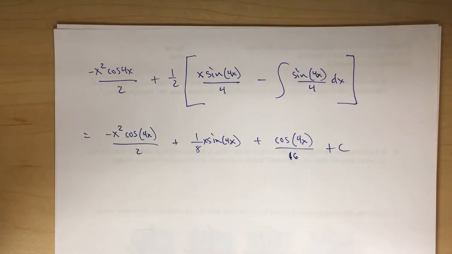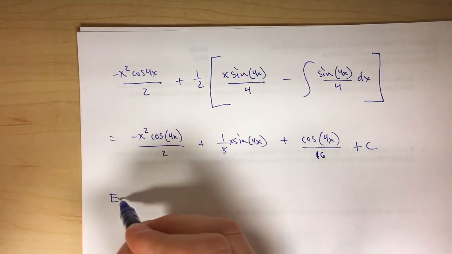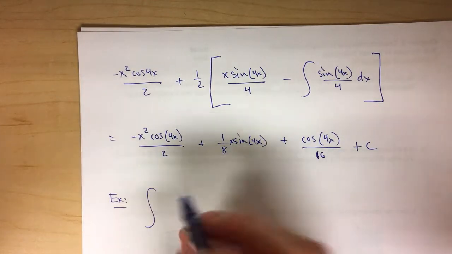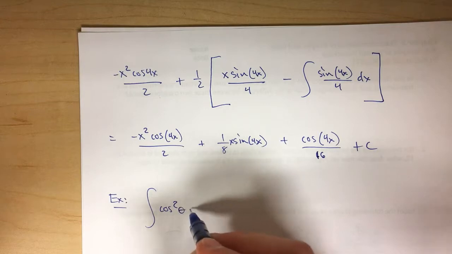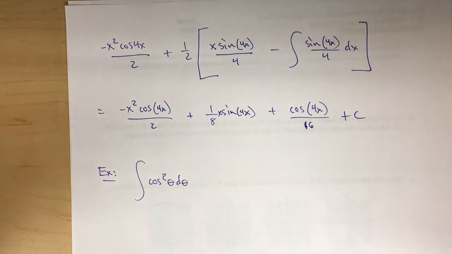Right. Well, should we try a couple more? I think so. How about the antiderivative of cosine squared theta d theta? Well, cosine squared theta d theta, I don't know, that's interesting. That could be cosine times cosine, so that might be a good one to think about. Or it could be cosine squared times d theta.